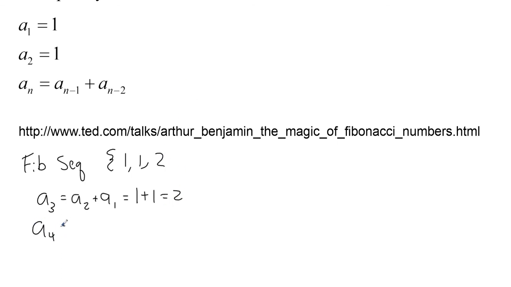A sub 4 would be A sub 3 plus A sub 2. And so, oops, got a call from my wife. A sub 3 we found to be 2. So it's going to be 2 plus A sub 2, which we know to be 1. And so that one's going to be 3. So 3 there. And A sub 5 is going to be A sub 4 plus A sub 3.